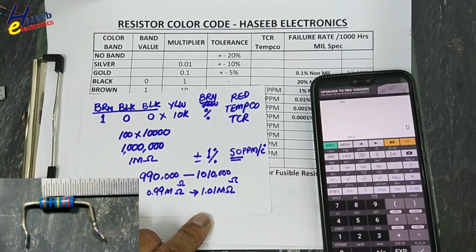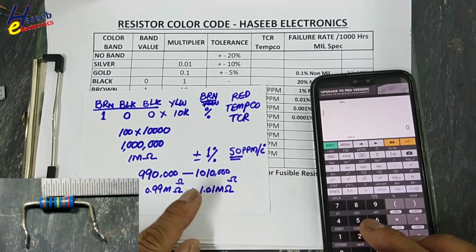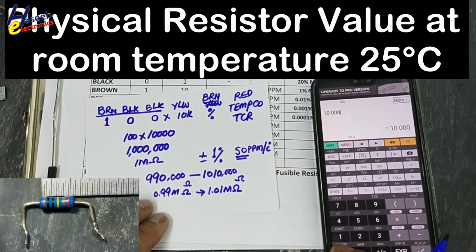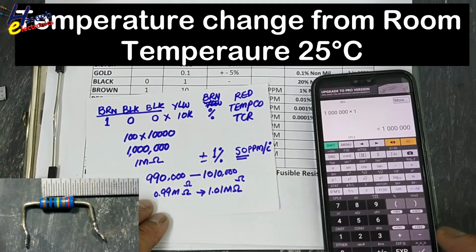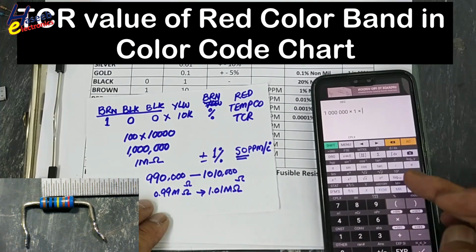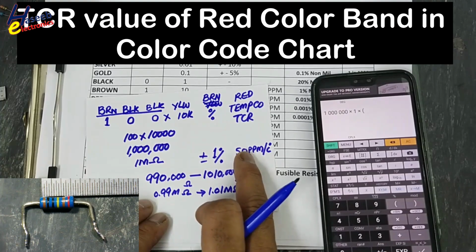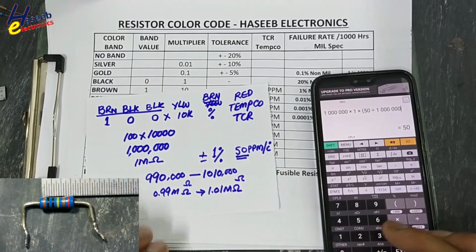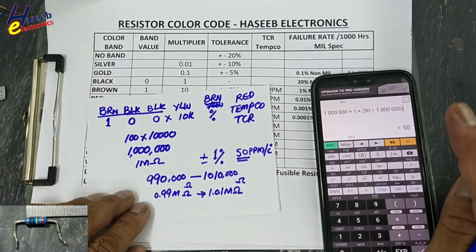50 ppm. Let's check the temperature coefficient. If the temperature increases by 1 degree, what is the expected deviation in the resistor value? Resistor value 1 mega ohm, multiplied with temperature change 1 degree Celsius, multiplied with 50 ppm, 50 parts per million, 50 divided by million. 50 ohm will increase in the resistor with 1 degree temperature change.